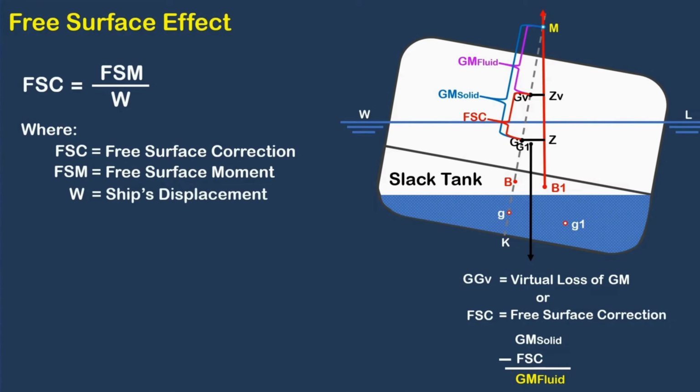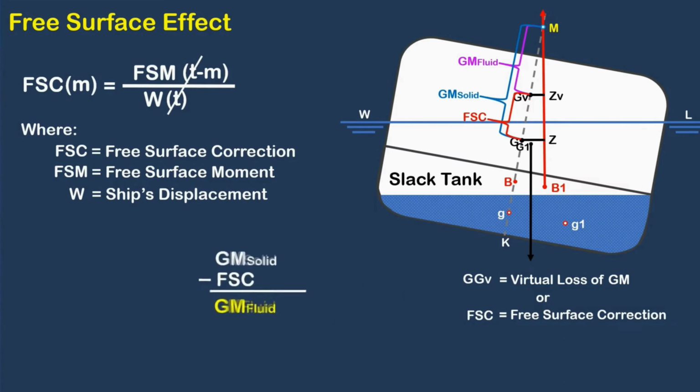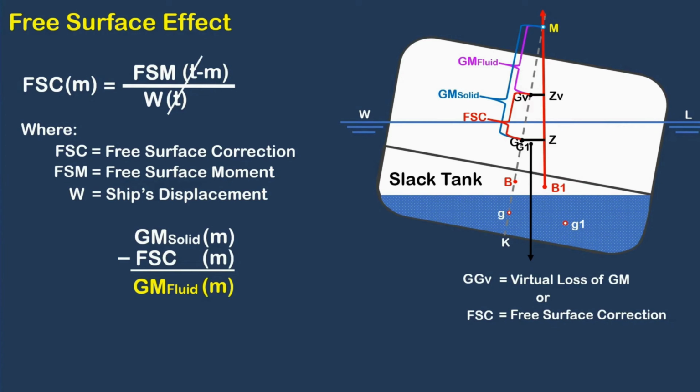The unit of free surface moment is in ton-meter, while the unit of displacement is in ton. If both units of ton are cancelled, the remaining unit is a meter. That is why the unit of free surface correction is in meter. Usually, the unit of GM is in meter, so subtracting the free surface correction, which is in meter, the fluid GM is in meter also.